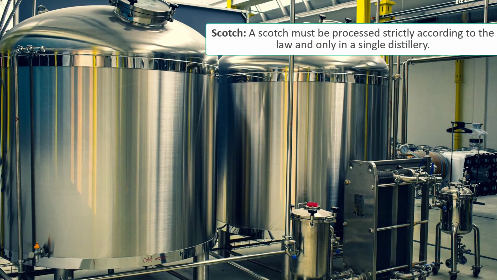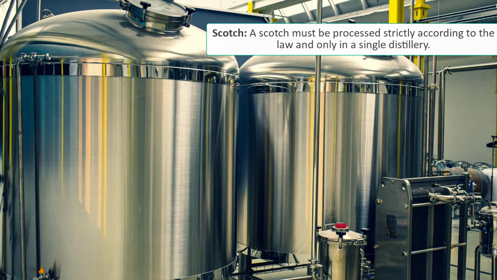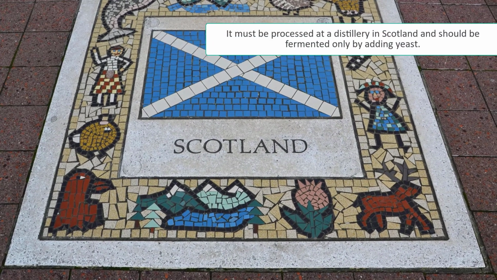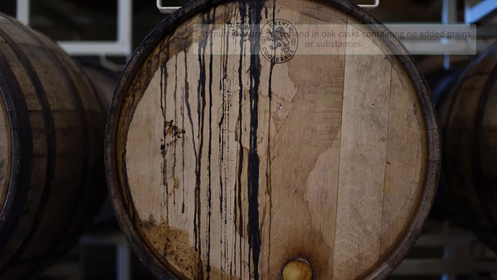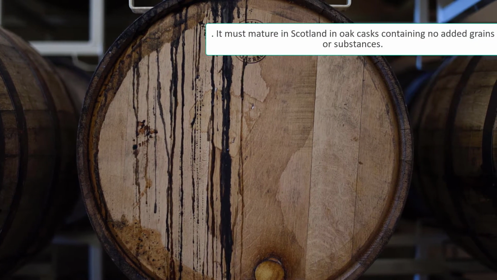Scotch must be processed strictly according to the law and only in a single distillery. It must be processed at a distillery in Scotland and should be fermented only by adding yeast. It must mature in Scotland in oak casks containing no added grains or substances.